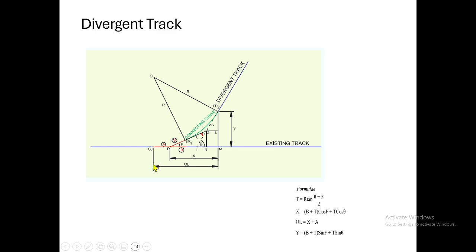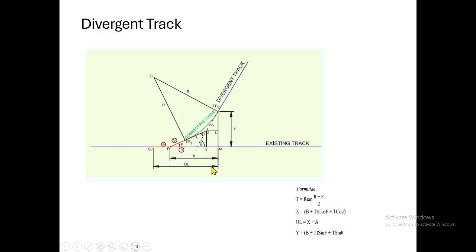Like that, the overall length we can find out. The x distance we have calculated, adding the value of A, we will get the overall length. Like that, the vertical offset, that means this offset y distance, is by the sine rule. Same thing, only we are putting sine in place of cos. So B plus T sine f, then T sine theta. So the total distance y equals B plus T sine f plus T sine theta. So we are getting it.